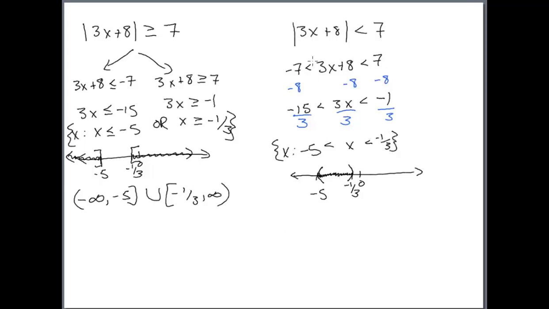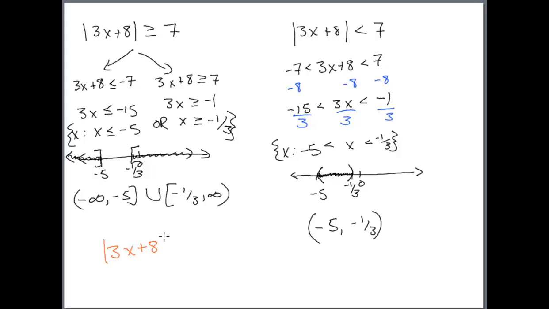And these are the numbers that when you times them by 3 and add 8, they will be right in between negative 7 and 7. So the interval notation will be negative 5 to negative 1/3. And there we go. Couple of ones that we're going to do here that I'm going to show you.